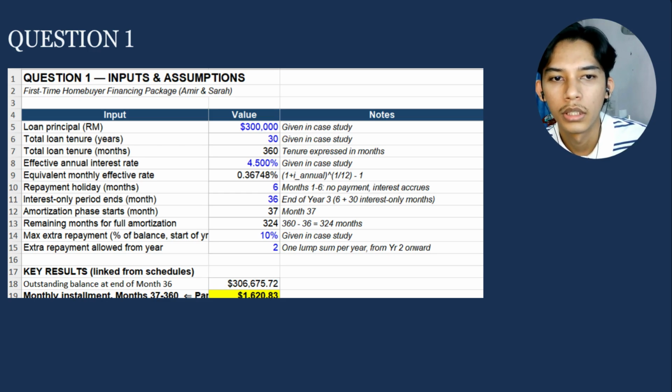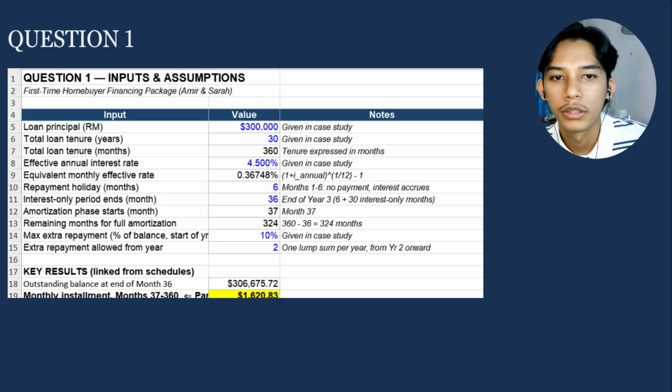Then I use the standard loan annuity formula to solve for the fixed monthly installment over the remaining 324 months, which gives an installment of about RM1,620.83. That's my answer to part 1.